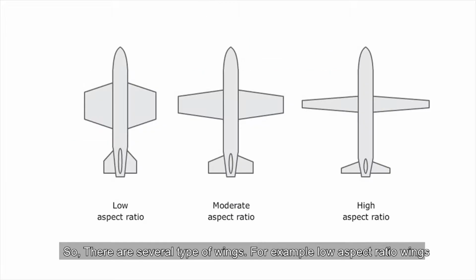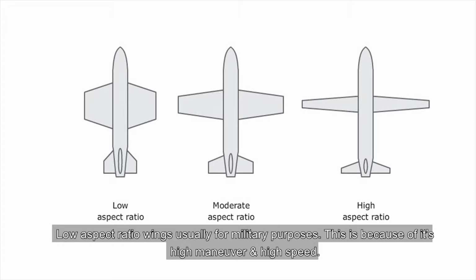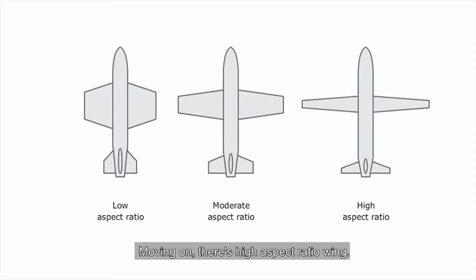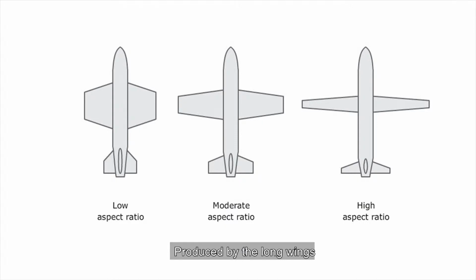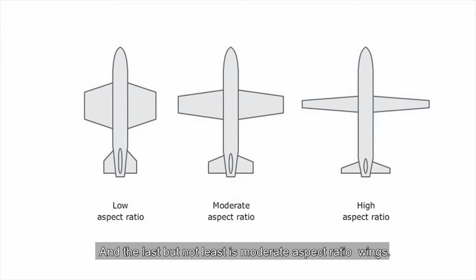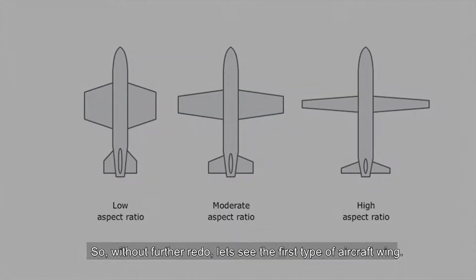So there are several types of wing. For example, low aspect ratio wings. Low aspect ratio wings are usually for military purposes. This is because of high maneuverability and high speed. Moving on, there's the high aspect ratio wing. High aspect ratio wing is used for long range aircraft. This is because of the high lift produced by the long wing. And last but not least is the moderate aspect ratio wing. This is usually used for general purpose aircraft. So without further ado, let's see the first type of aircraft wing.